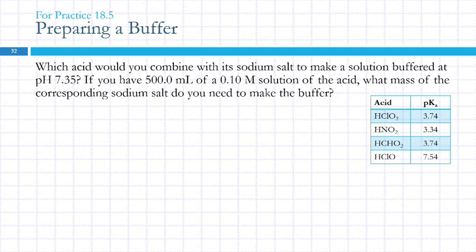So which acid would you combine with its sodium salt to make a solution buffered at pH 7.35? These are the options that we have. So which one would be a good choice? Which one's closest to 7.35? I know this is hard.